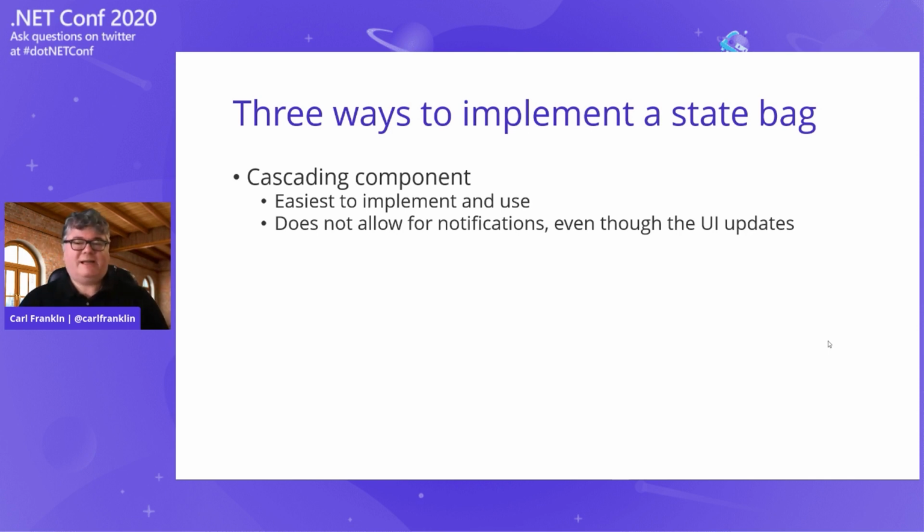Now, what I mean by that is when you change a property on an object in a cascading component in any page, any other page that is bound to that property is going to immediately update. However, if something like the toolbar or a page or some other component needs to get control, needs an event handler when that happens, you can't do it with a cascading component, as far as I know.